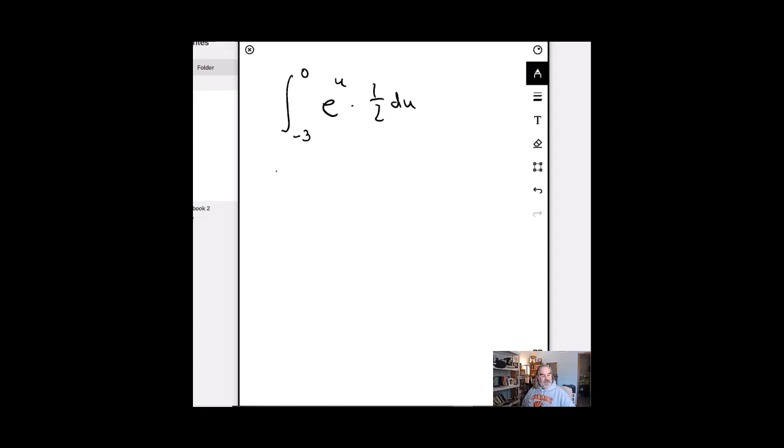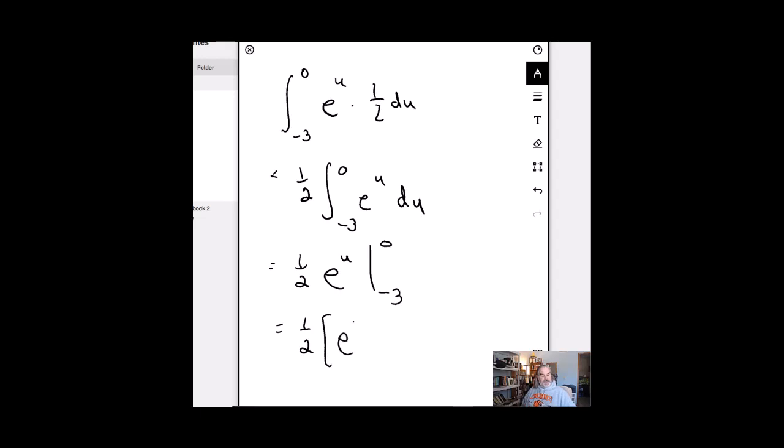What do we do with that 1/2? Well, we factor it out. And then we get to integrating. The antiderivative of e to the u is e to the u. And now we're going to plug in -3 and 0. Again, we don't have to go back to the original variables, the original limits. We've transformed everything. And so this, by the fundamental theorem, is going to be e to the 0 minus e to the -3. And if I simplify that, e to the 0 is 1.